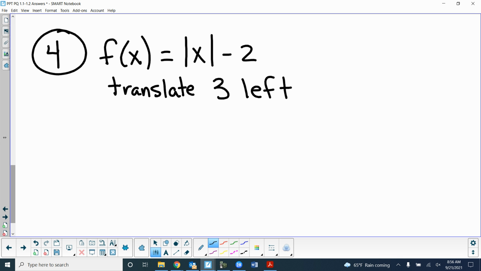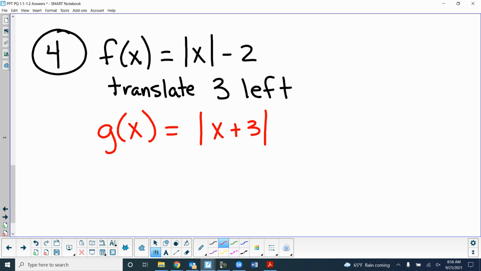If we're going left, which way do we go inside the parentheses? Add or subtract? Add. The opposite of what you think. So in place of that x, we put x plus 3. Questions? Kevin? No. Good.